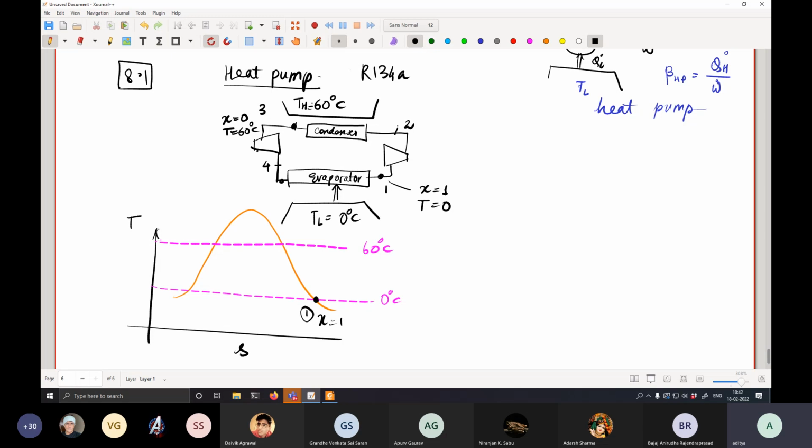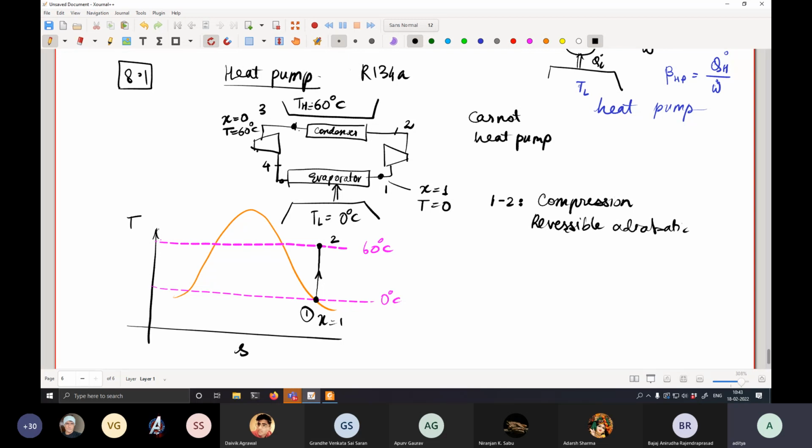Then it gets compressed to state point 2. So it goes to this pressure, because it's given as a Carnot heat pump. So what is process 1 to 2? It's the compression, but what is it? It's reversible and adiabatic.